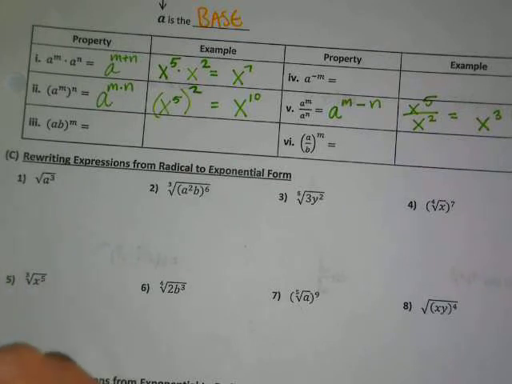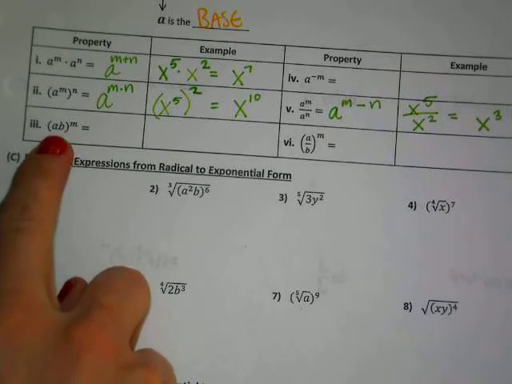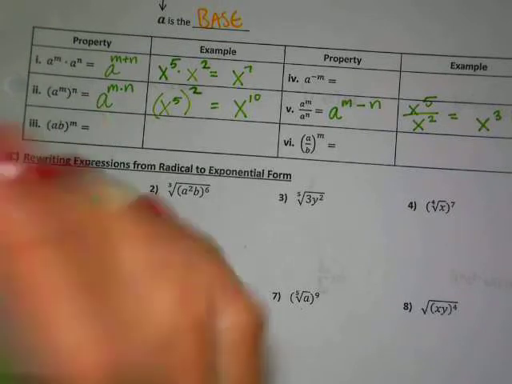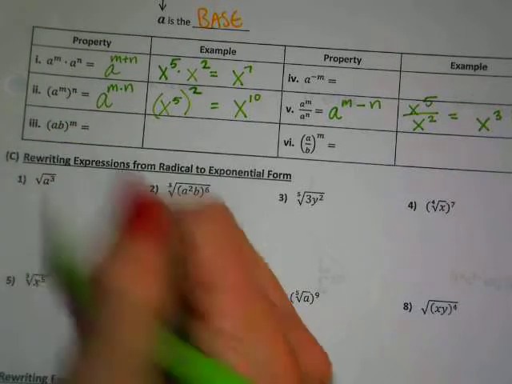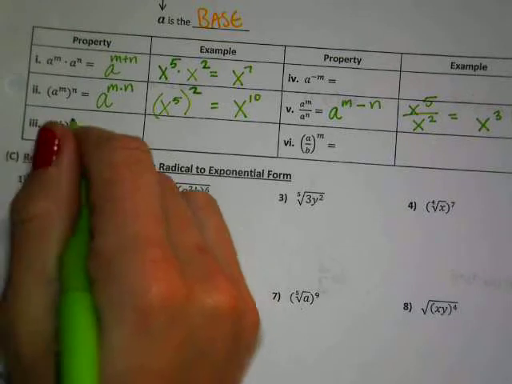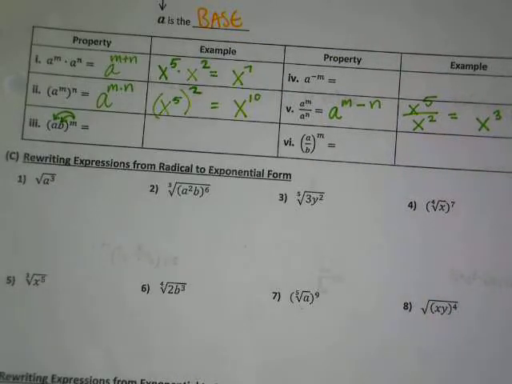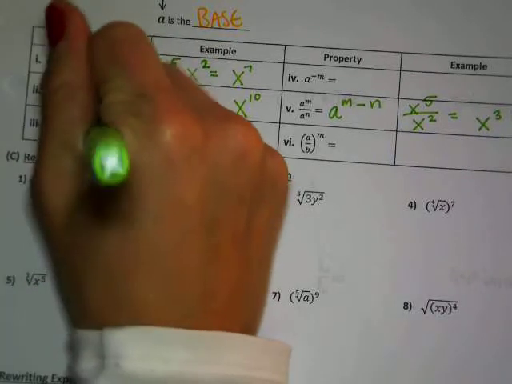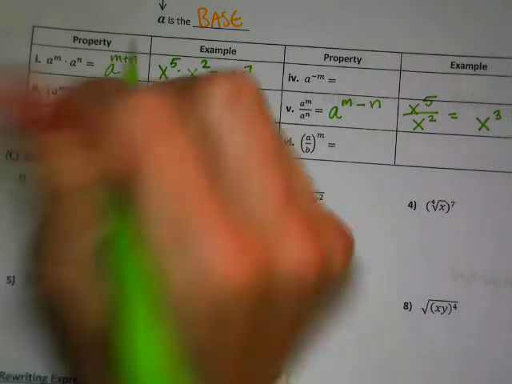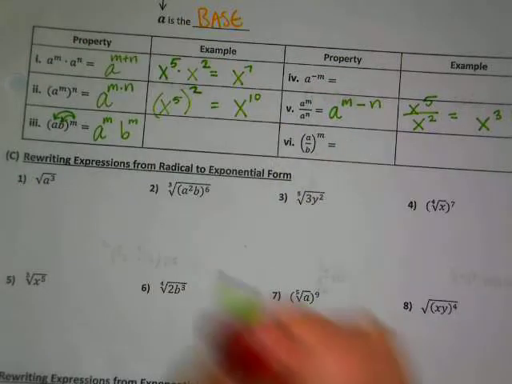All right, we good so far? All right, number 3. If I have two things being multiplied, and I've got some parentheses, and I have an exponent on the outside. So these parentheses with an exponent. The exponent is going to go to both terms, the a and the b. So it's a raised to the m, b raised to the m.